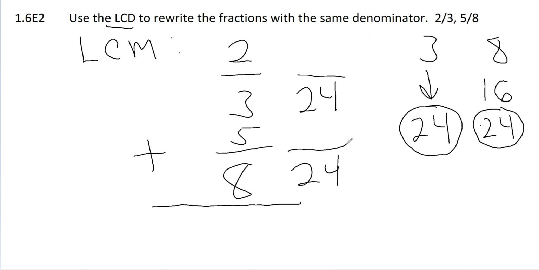Okay, in order to get that 24, we had to multiply by 8. And in order to keep the fractions equivalent, we need to multiply the top by 8 as well. So that would be 16. And we need to go 8 times 3 to get 24, and now we need to go 5 times 3 to get 15. So there are our equivalent fractions using common denominators.